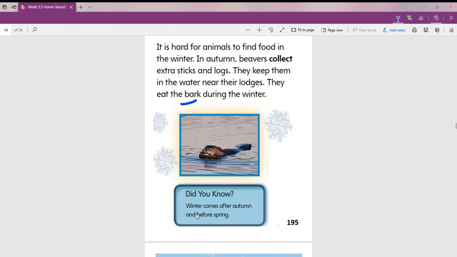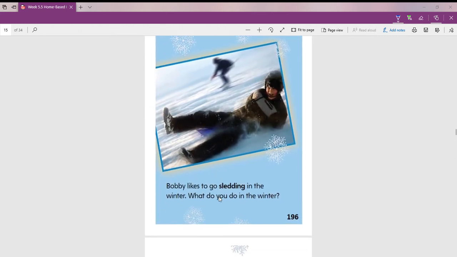Look at the did you know. Did you know winter comes after autumn and before spring? Ooh, what are these boys doing? It says, Bobby likes to go sledding in the winter. What do you do in the winter? Well, we don't get a lot of snow here. We can still play outside, or sometimes we don't. But look at what Bobby is doing. Do you see this thing right here? That blue thing? That's a sled. So he runs, and then he puts the sled down, and he slides down the snow hill.